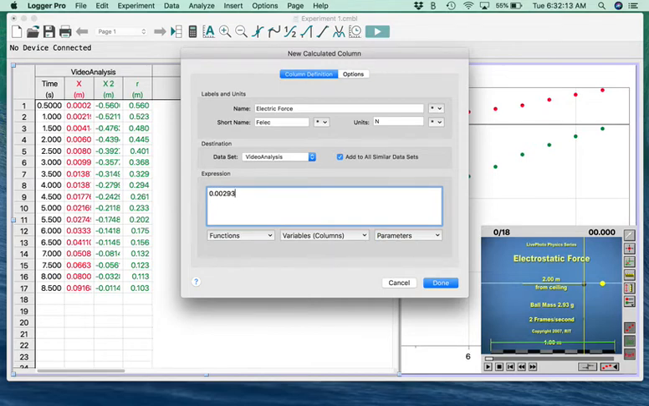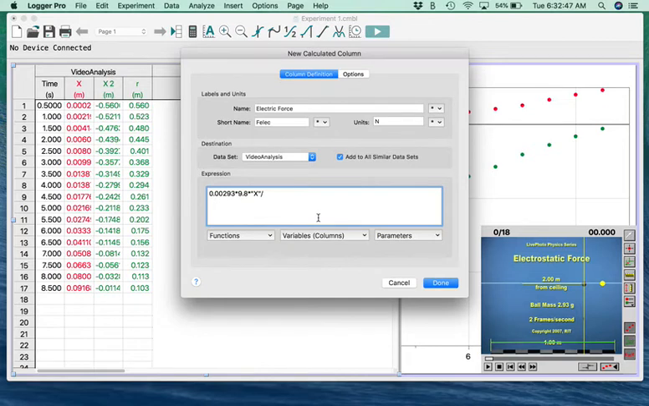0.00293 times. Now I need G. I use 9.8 for G. Others use 9.81. It doesn't really matter at this stage which one you use. Times, now X, the horizontal position of that swinging sphere, so that's X right here, divided by, and now we need the square root of L squared minus X squared. Well, L is the length of the string, and the video tells us that's 2 meters from the ceiling.